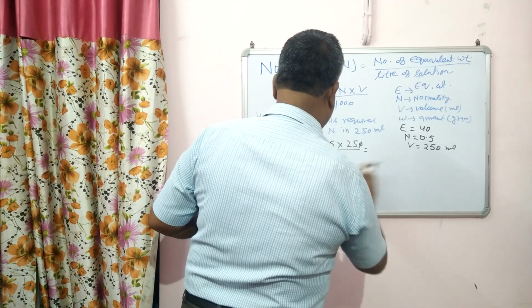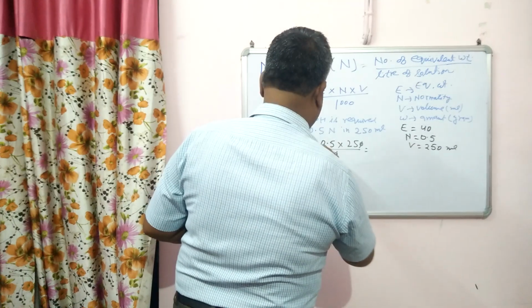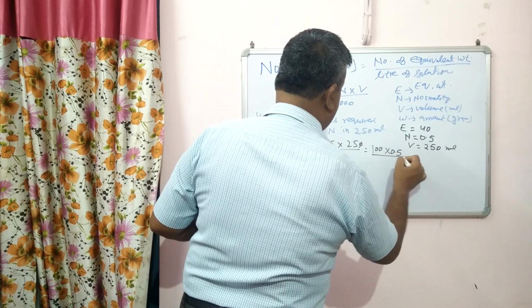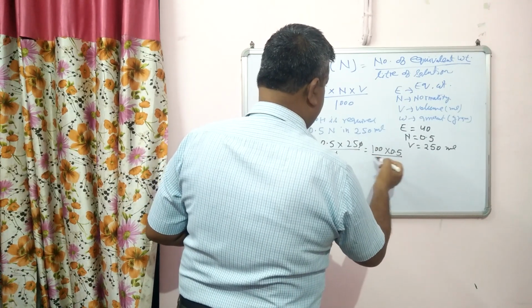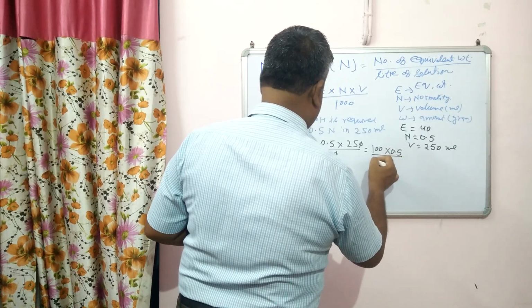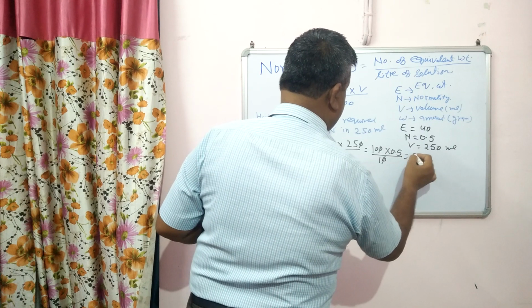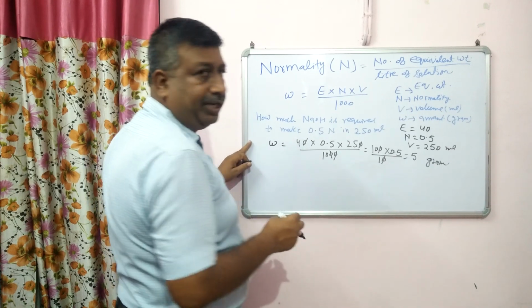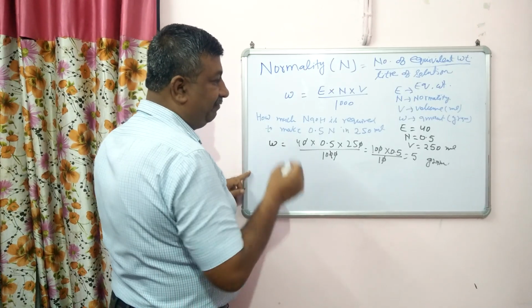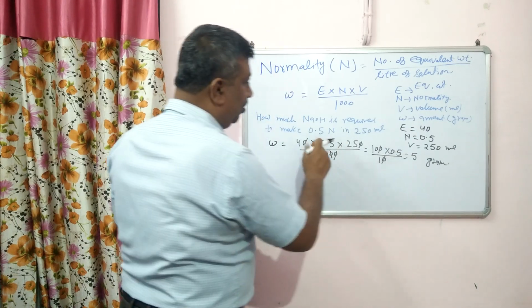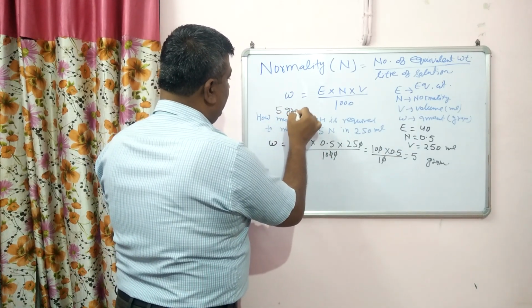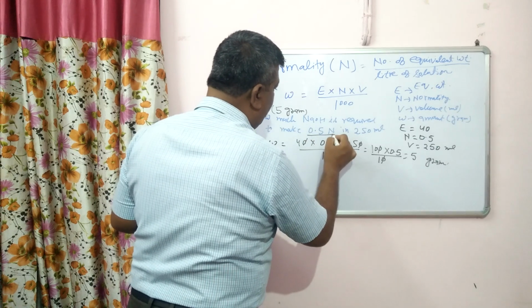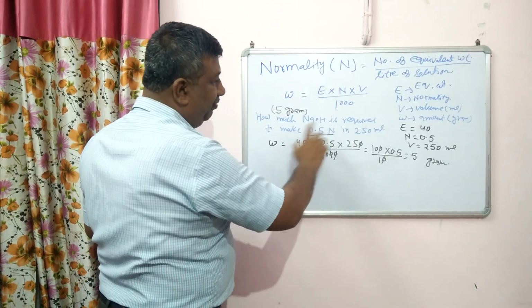Let us calculate this again. It is 40 into 0.5 into 250 divided by 1000, that is 5 gram. So 5 gram NaOH is dissolved in 250 ml water. If 5 gram NaOH is dissolved in 250 ml water, then it is a 0.5 N normality solution. So this is the W and how we can calculate the amount.